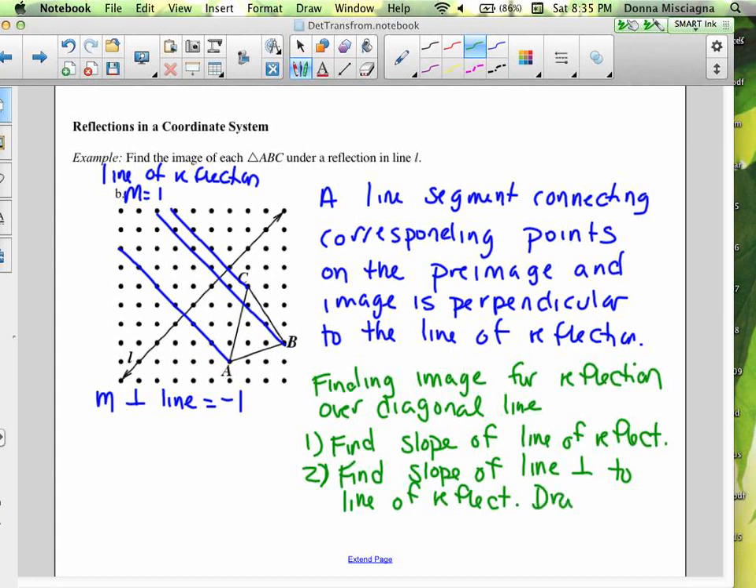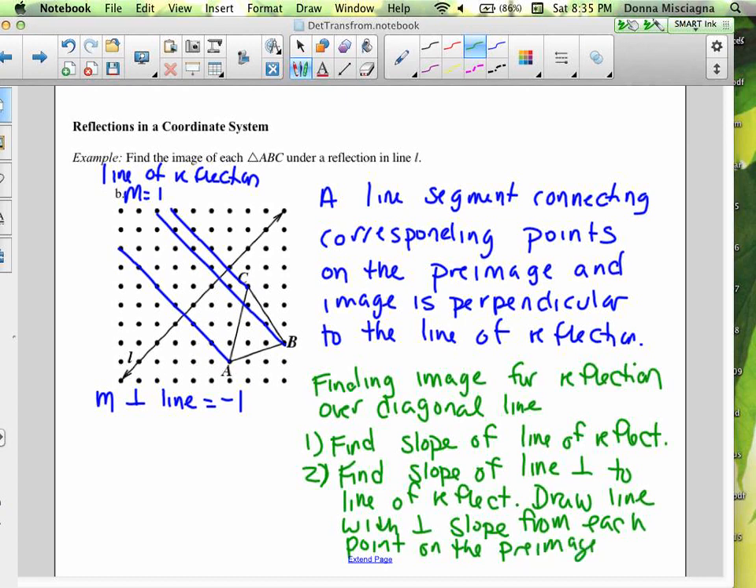And you're going to draw this line. So draw a line with perpendicular slope from each point on the pre-image. Right, so we know that our image is going to be on this line. Or on these lines, I should say. There's 3 of them. Right?